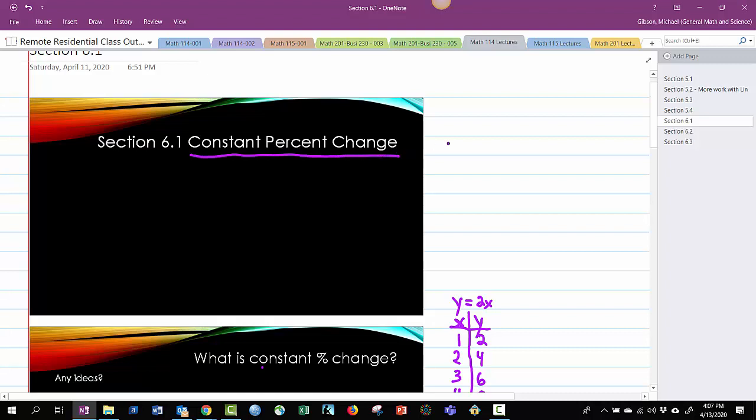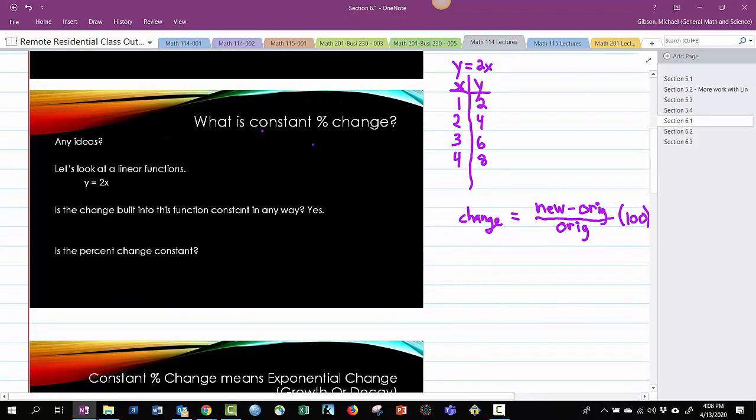All right, so the question for this section really is, what kind of function gives us a constant percent change? What we mean by that is a function where things change over time, and the percent change every year or every month would be the same. Not that the amount of change would be the same, but that the percent change would be the same. So the first question is, what kind of function gets us that?